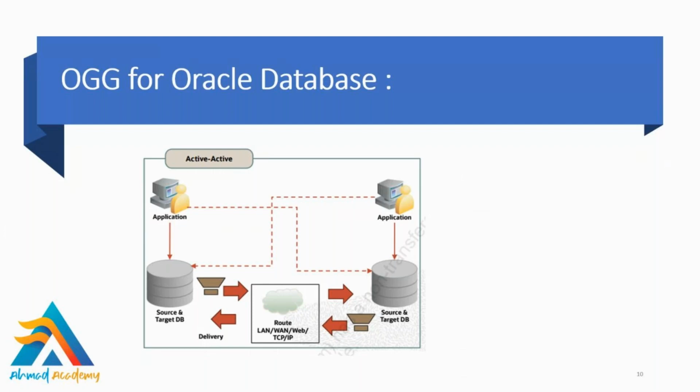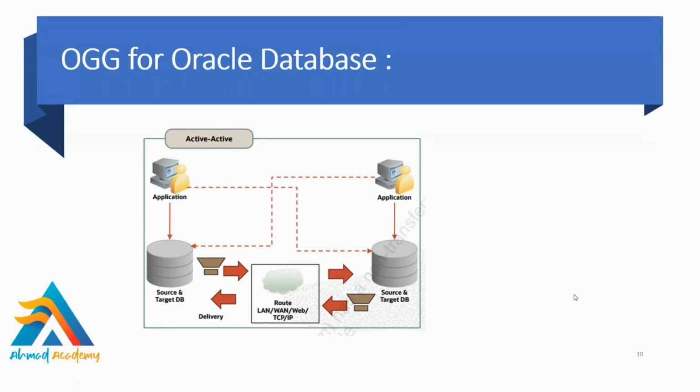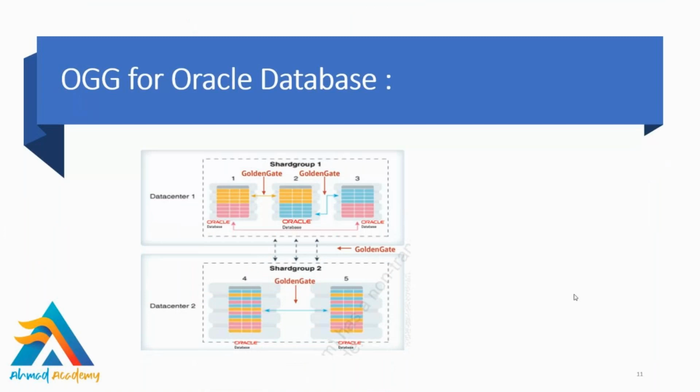Now we know the sharding. So Oracle GoldenGate is a complete data replication platform for sharded database also. So a sharded database is a collection of shards. Shards can be placed in one region, that is a data center, or can be placed in different regions.